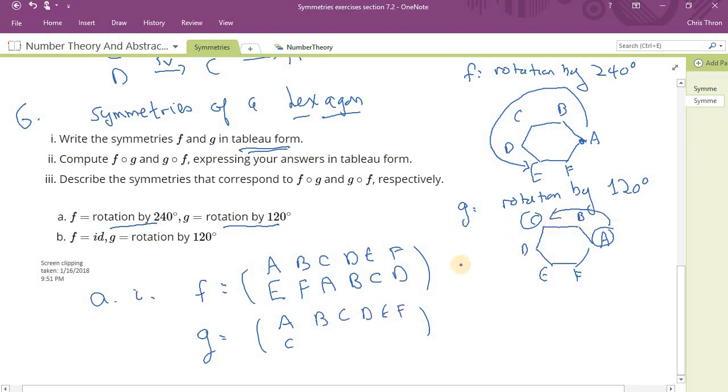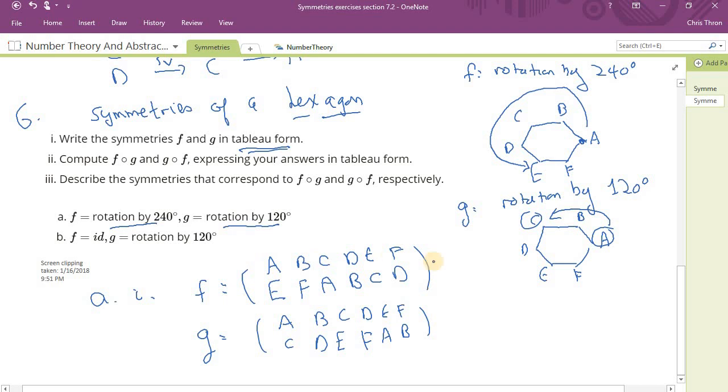The B goes to the next one over, which is D. The C goes to the next one over, which is E. So notice that you have this cyclic pattern here. Here you start A, B, C, D, E, F. It goes around in a cycle. It's just the cycle has shifted. So C, D, E, F, and then E is going to go to A, and F is going to go to B. So that's my F, and that's my G.